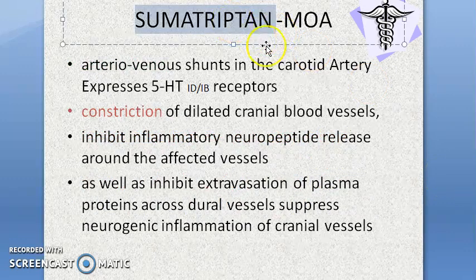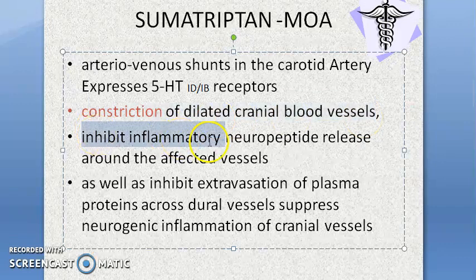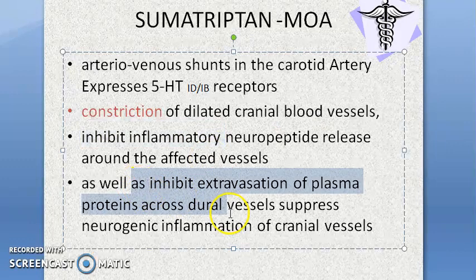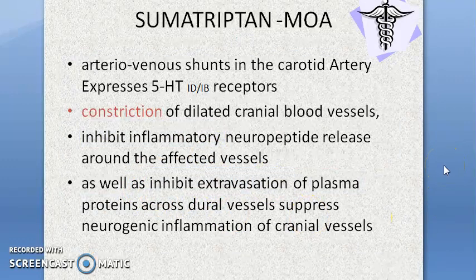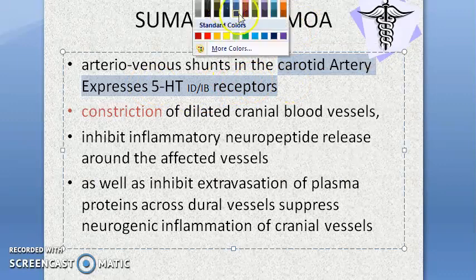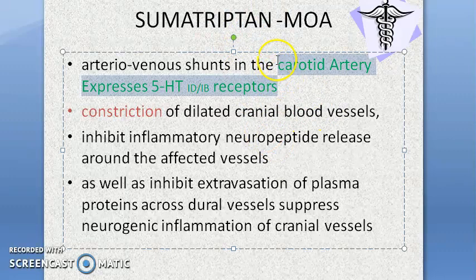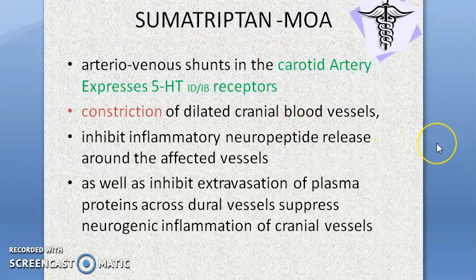Moving on: Sumatriptan's mechanism of action. How do these work? We have already told you: constriction of dilated cranial blood vessels, and they also inhibit the release of inflammatory substances. Also, they inhibit extravasation of plasma proteins, etc. If you can remember, the carotid artery expresses these receptors. These are the receptors on which it acts, right? The carotid artery has these receptors which our Sumatriptan wants.